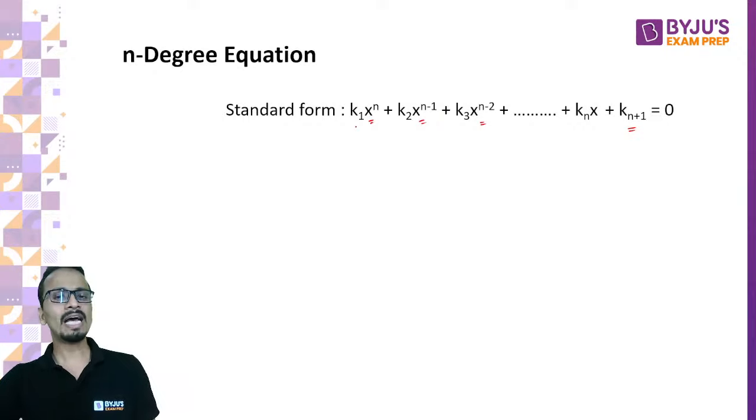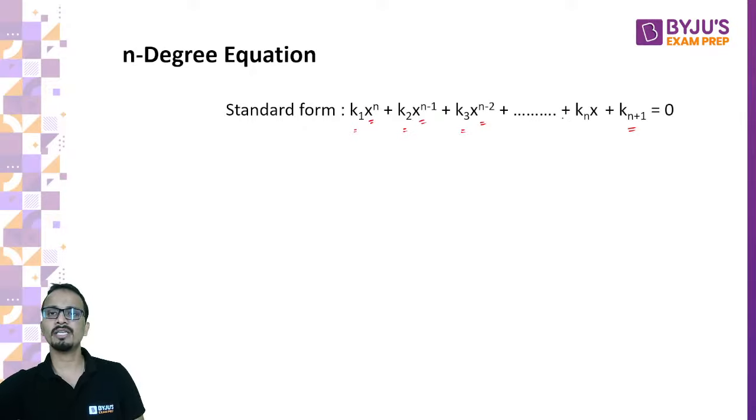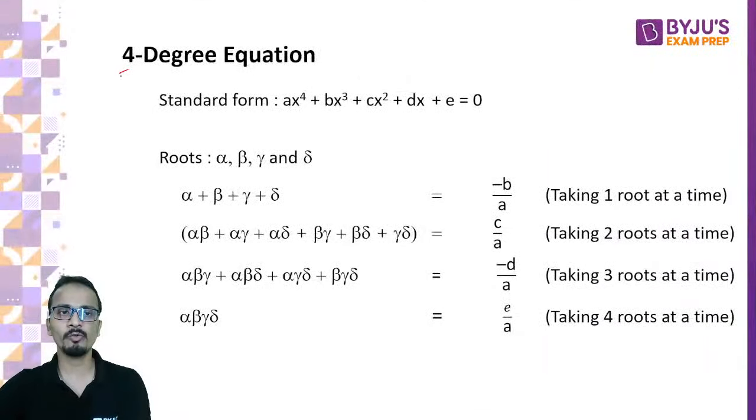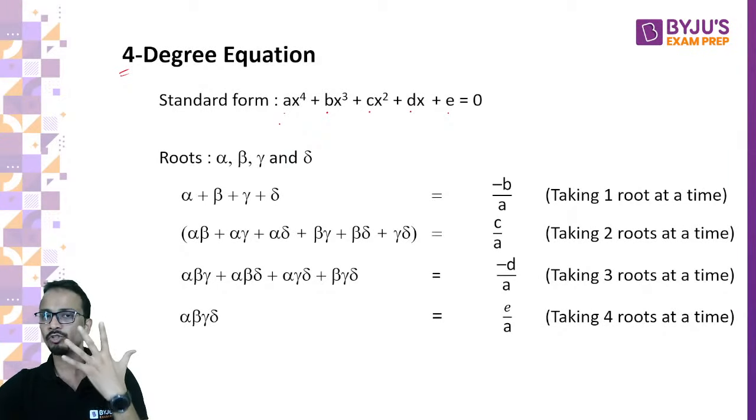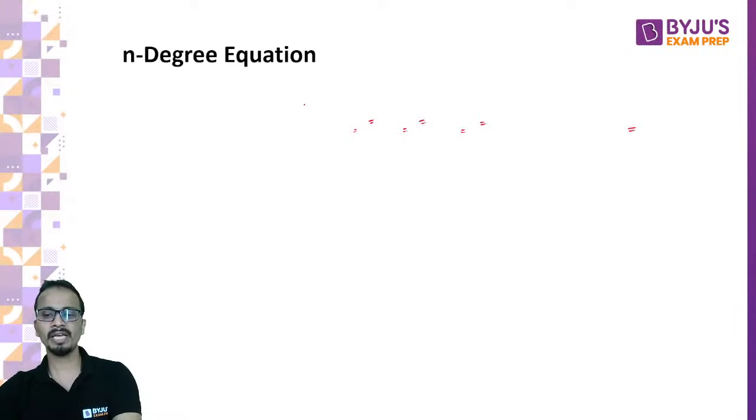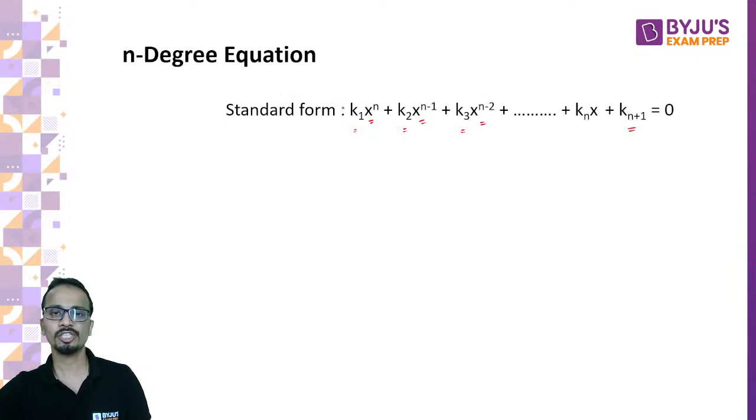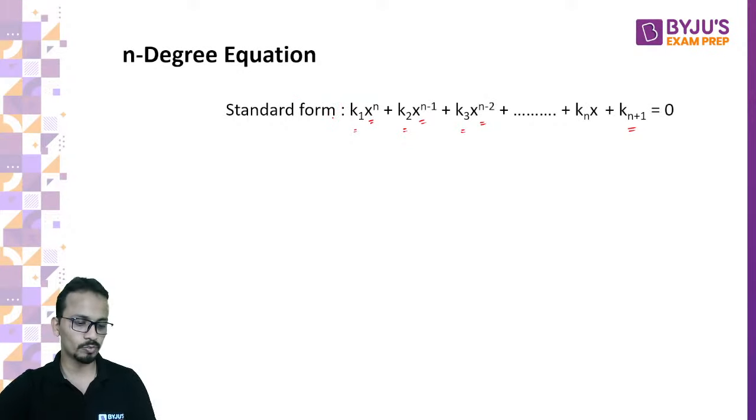Now as far as coefficients are concerned, I'm taking the coefficients as k1, k2, k3, k4 and so on. If I go back and look at a 4-degree equation, the number of coefficients, the number of constants, were a, b, c, d and e. So there were 5 constants involved when the degree was 4. In a similar manner, if I am dealing with an n-degree equation, then the number of coefficients or constants will be equal to n plus 1. All right.